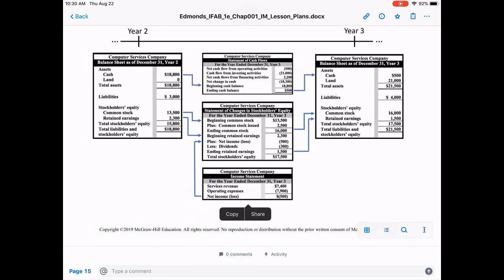But if you add cash flow from operating, investing, and financing, it'll help you come up with a net change in cash. If you add that change in cash to your beginning balance from year 2, you will then show what happened to your ending cash balance at the end of year 3.